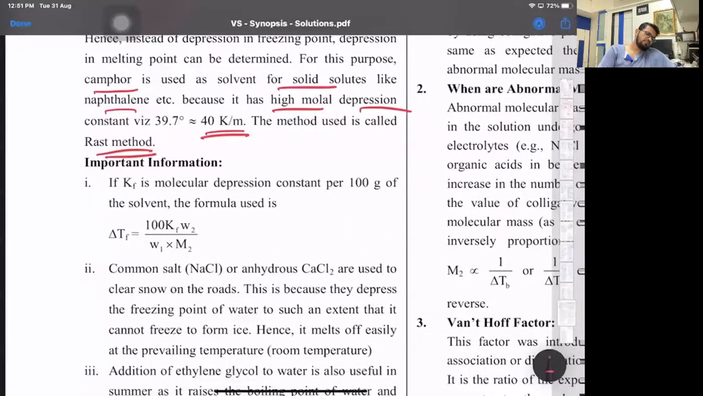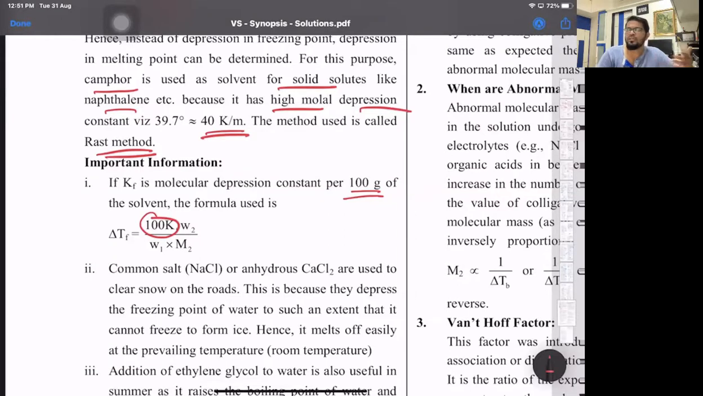Now, what it says: if Kf is the molecular depression constant per 100 grams of solvent. If they say per 100 grams, then I can take 100 instead of 1000 and calculate accordingly. So it depends on how it is given. Normally it's always Kelvin kg per mole, but sometimes they can give it per 100 grams of solvent also. Then you take it that way.